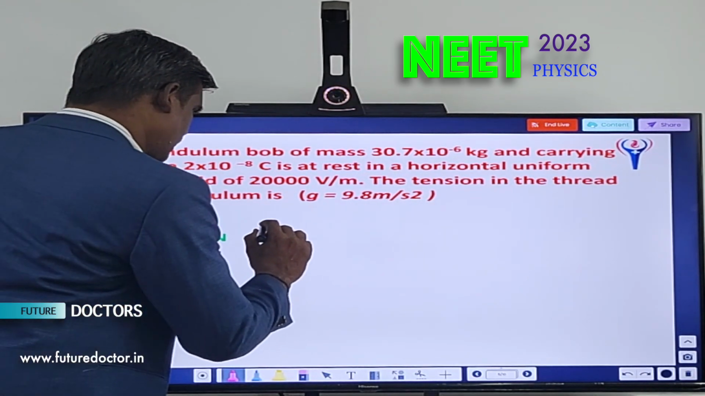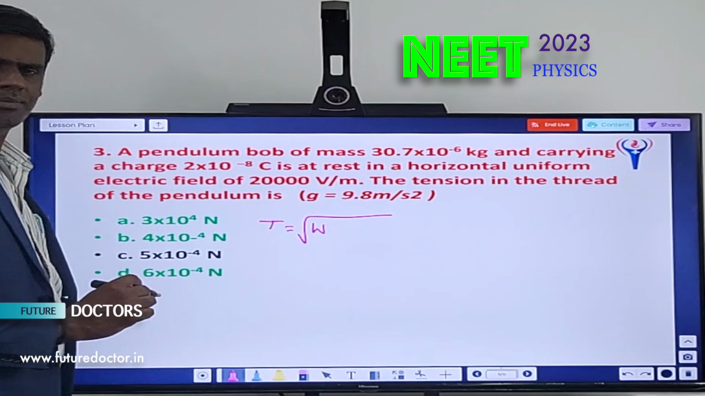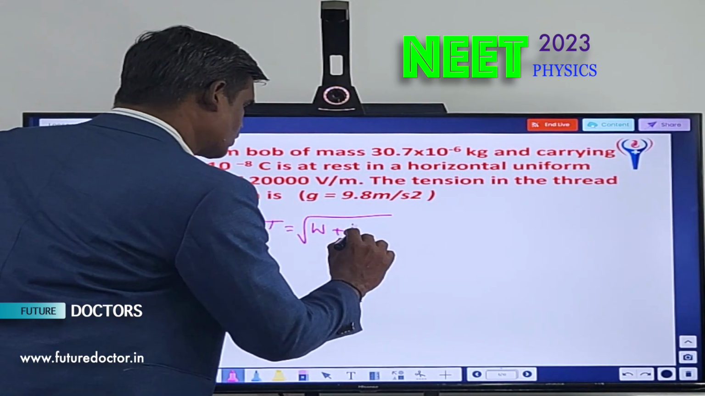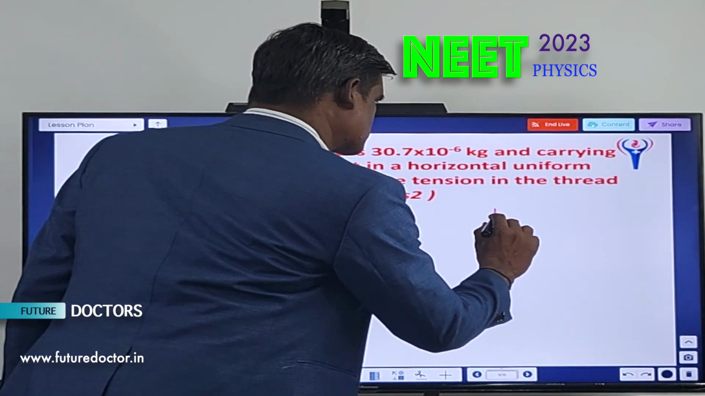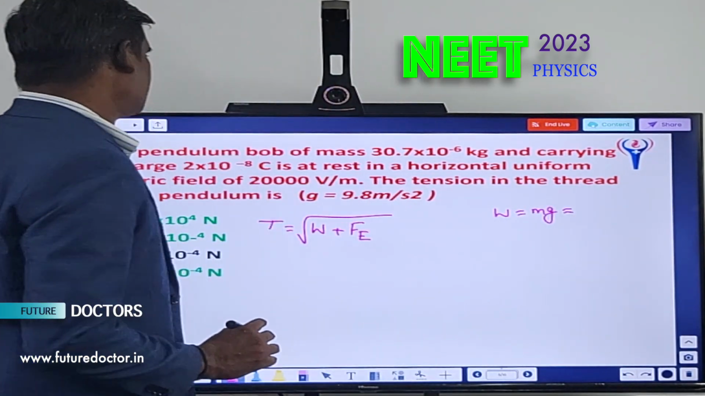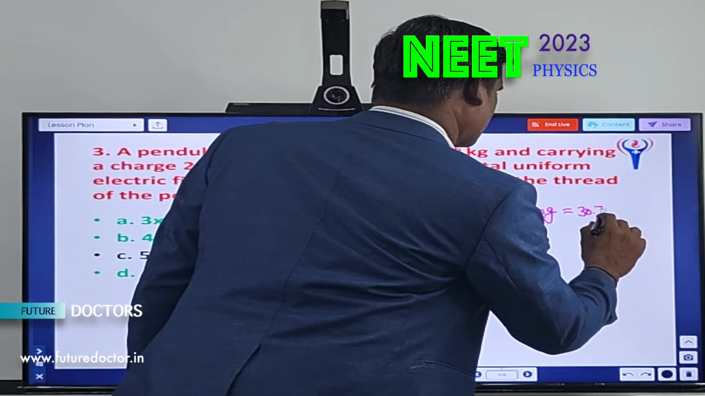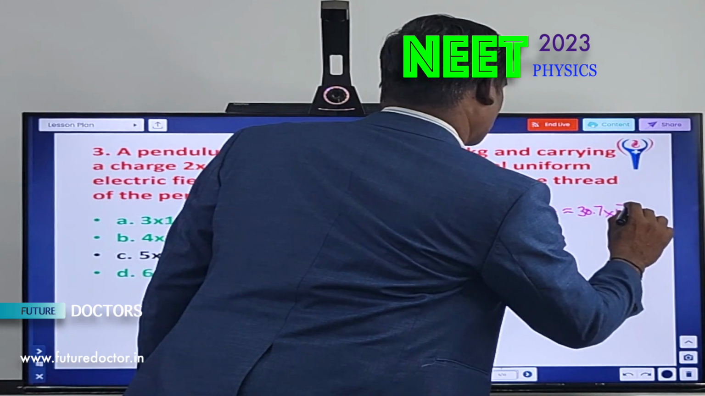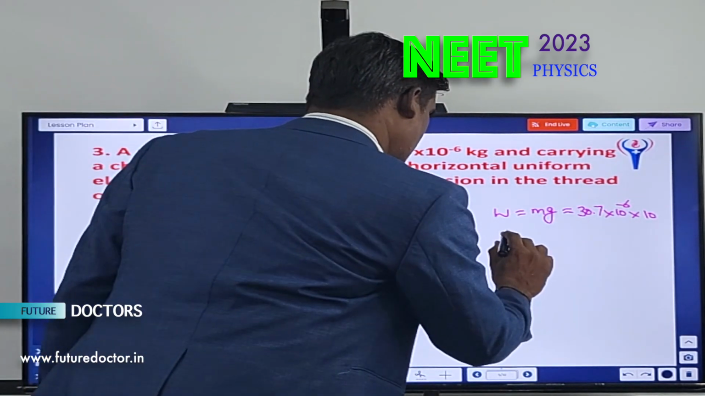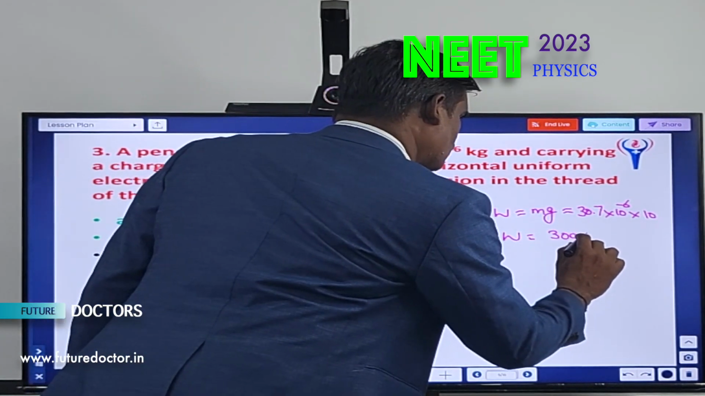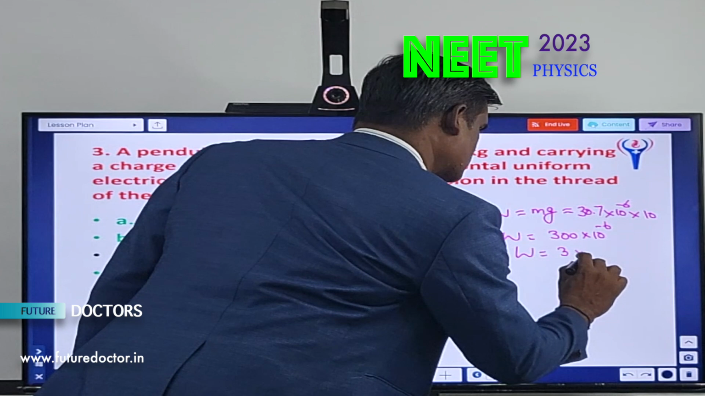Formula is tension T equal to, two forces are acting, that is force due to weight, W, plus force due to electric field as Fe. Let's find separately weight. Weight W equal to, what's the formula? M into G. And M is given 30.7 into 10 power minus 6, into G. G is 9.8, or we can keep 10. Then W equal to 300 into 10 power minus 6. We can write this as 3 into 10 power minus 4 Newton.